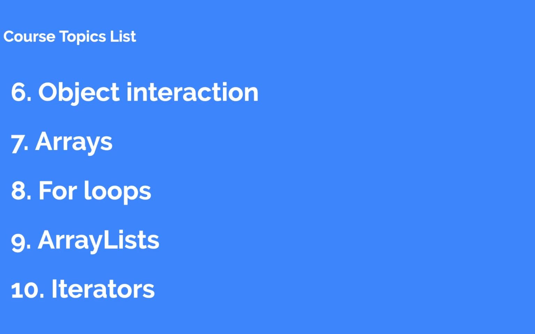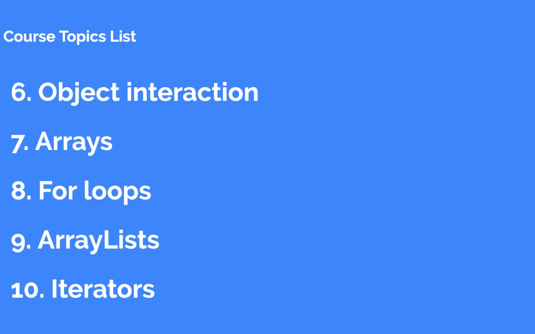Then in section 7, we're going to be learning about arrays. We're going to learn how to store data in Java. This is a very crucial topic for your applications in Java because you have to be able to store data. So we're going to cover arrays. Then in section 8, we're going to be looking at loops. One example is the for loop. We're going to be looking at for loops in depth and how we can use for loops to add more functionality and to do more with our Java applications.